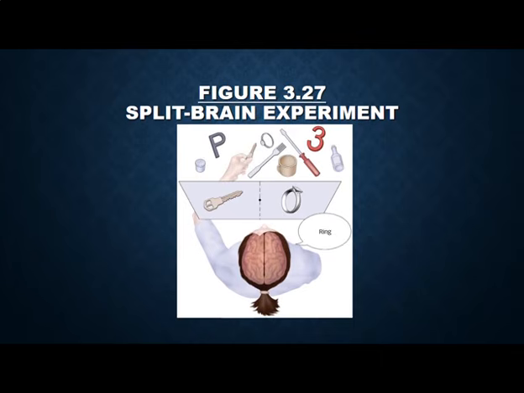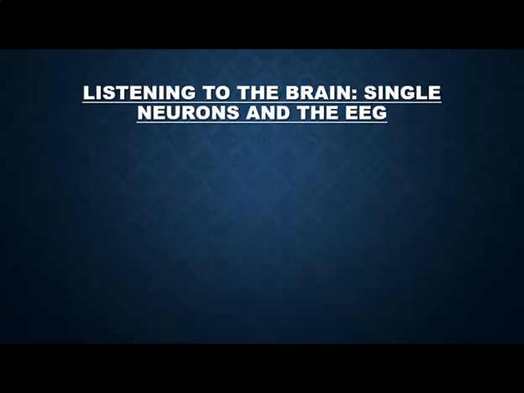So they'll be able to say that they see a ring. They won't be able to say anything about the fact that they see a key, but when they're asked to pick up the object shown with their left hand, they pick up the key because that's over here in the right hemisphere. This information has gone to the right hemisphere, and as a result, that's what they can find with their left hand, because that information about the key is only over there in the right hemisphere.